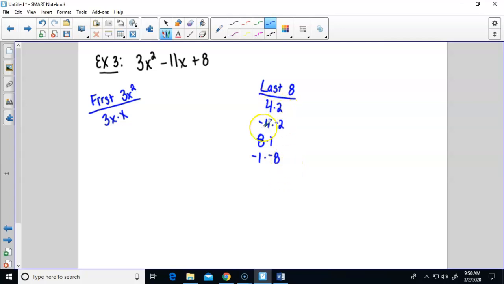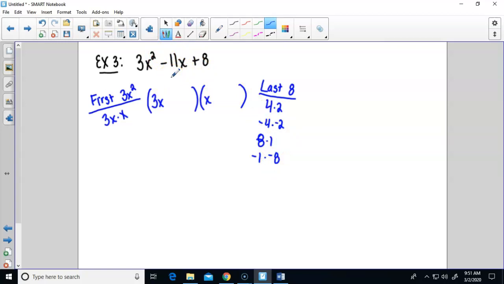We've already got 2 times 4. Well, the order you can switch. All right, so I always like it whenever I've only got one option for my first term. So 3x and x has to work. It's the only way it can work. I bet we're going to need some negatives because if we don't put any negatives, there's no way we can get a negative 11x there.